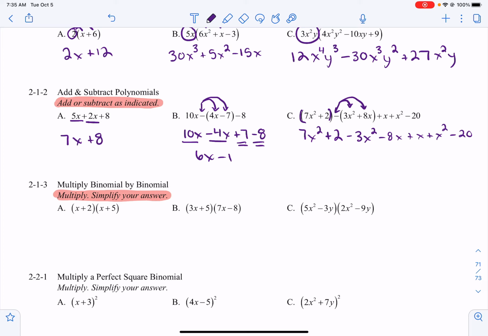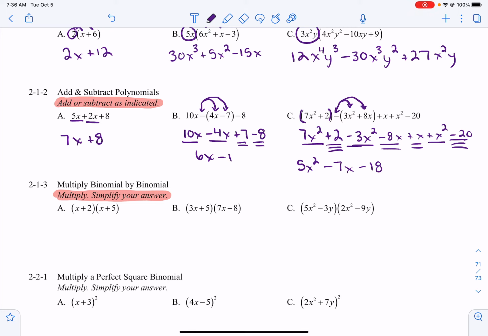So let's start with the biggest exponent, x squared. That goes with the minus 3x squared and this plus 1x squared. So I have 7 minus 3 is 4, plus 1 more is 5x squared. Now I look at my x's. I've got negative 8x plus 1 more x, so that's negative 7x. And then I'm left with a plus 2 and a minus 20, so negative 18.